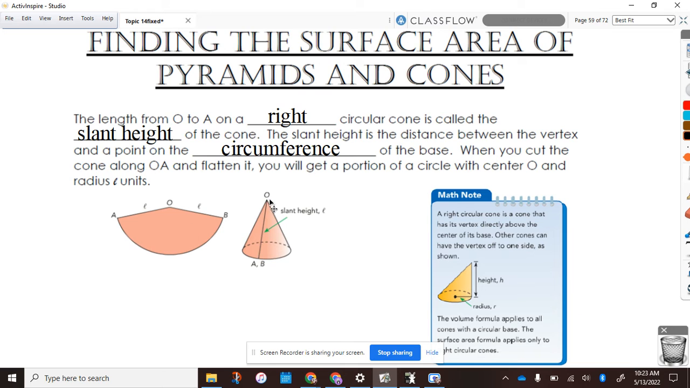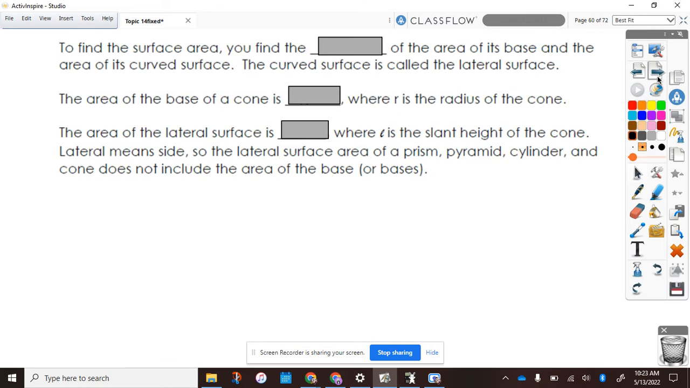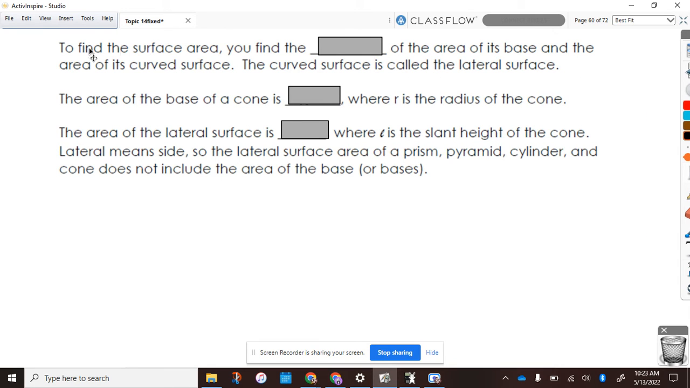Okay, so if you ran a slice down the slant height and unrolled it and flattened it all out, it would look like this. It would look like part of a circle. That part of the circle is where these formulas come from. Okay, so down at the bottom of your page, this is the important information. To find the surface area, we find the sum of the area of the base and the area of the curved surface. Okay, the area of the base, the first part, is pi r squared.